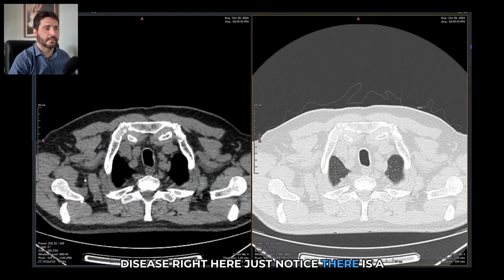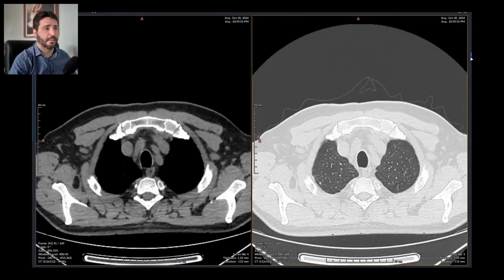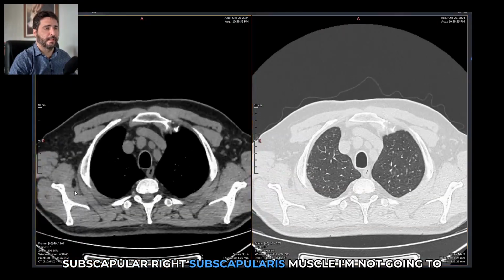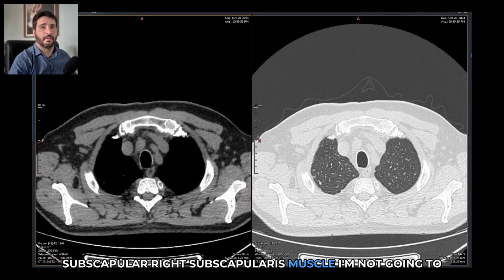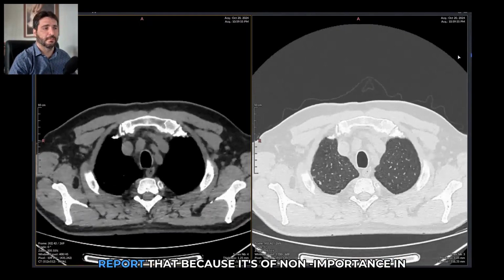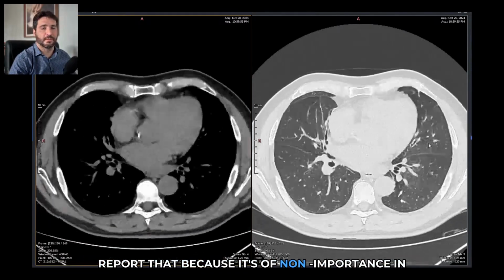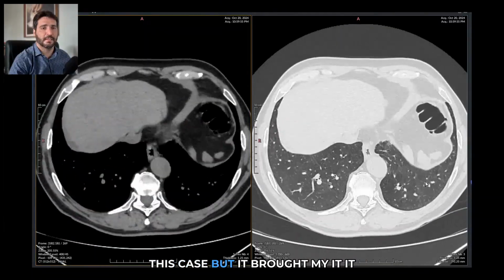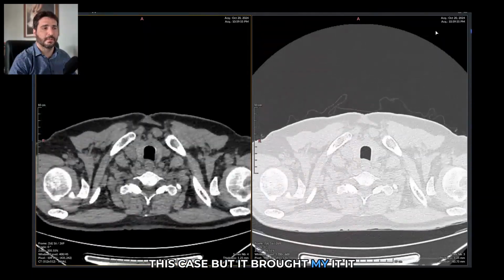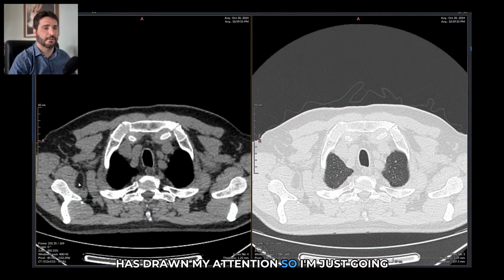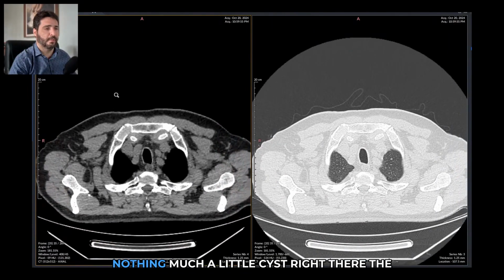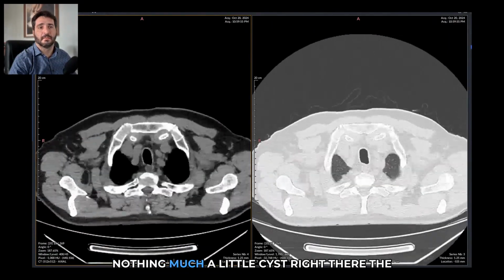Right here, just notice there is a lipoma on the right subscapularis muscle. I'm not going to report that because it's of non-importance in this case, but it has drawn my attention, so I'm just going to tell you guys this is a lipoma. Nothing much.